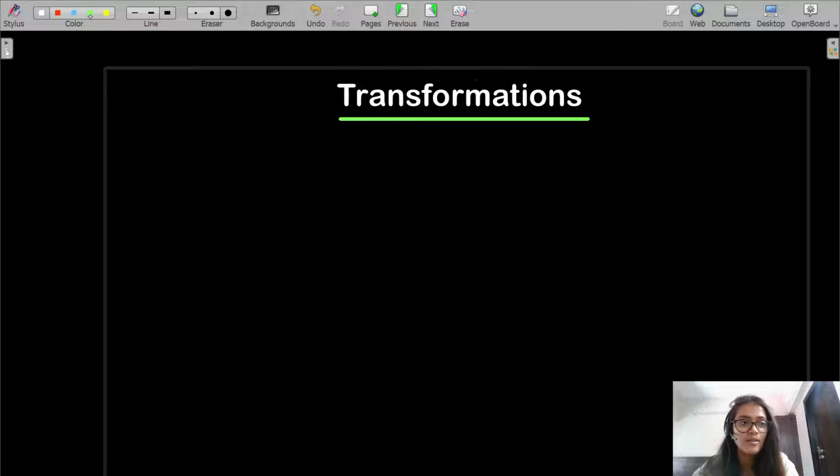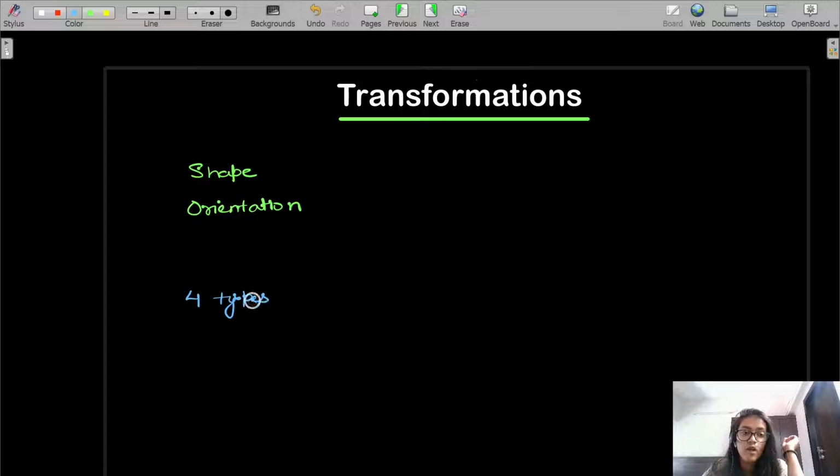So let's get started. A transformation is something that changes either the shape or the orientation of a figure. If we have a closed figure, and it doesn't have to be a closed figure, it can be anything, a transformation will either change its shape or orientation. And we have four types of transformation.